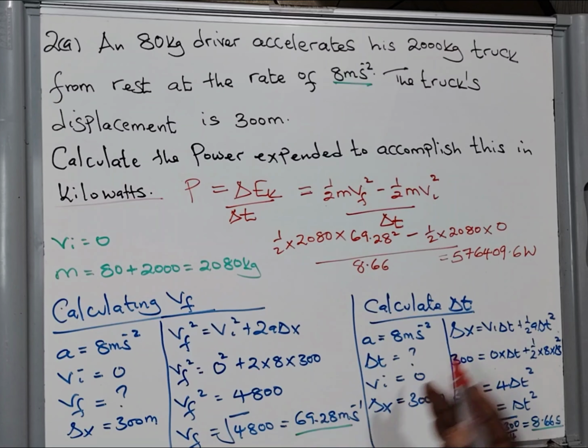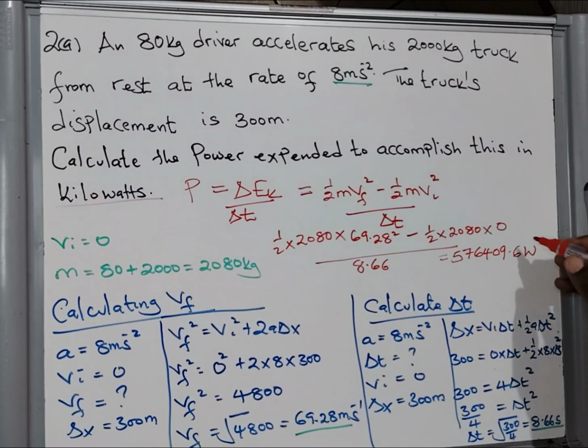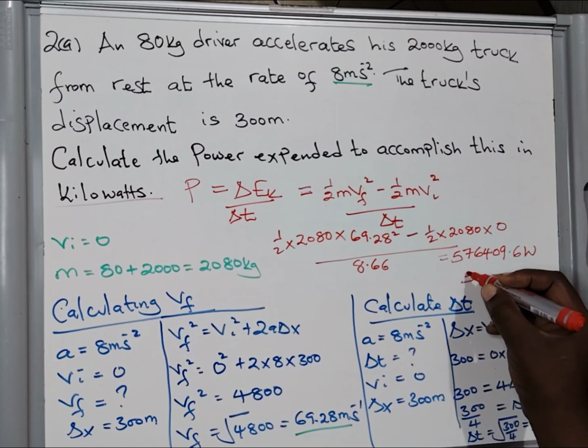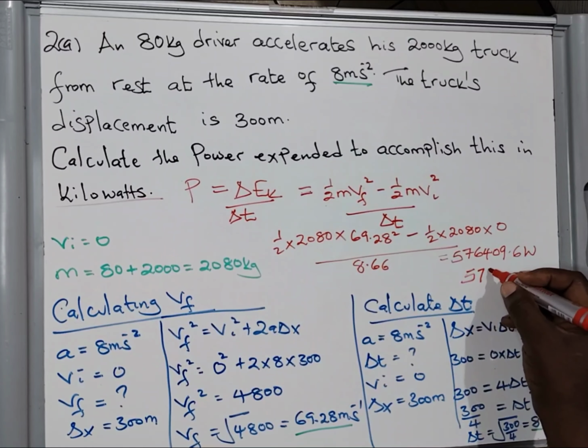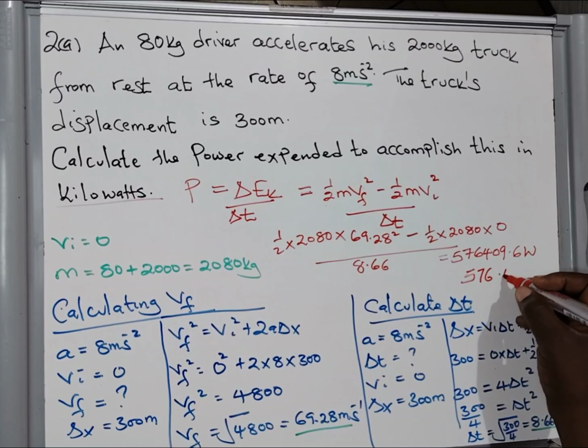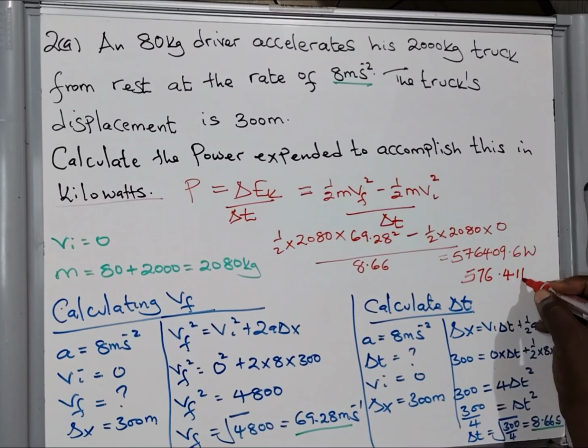What do we do? You divide this by 1,000, and what do we have? It's going to be 576.41 kilowatts.